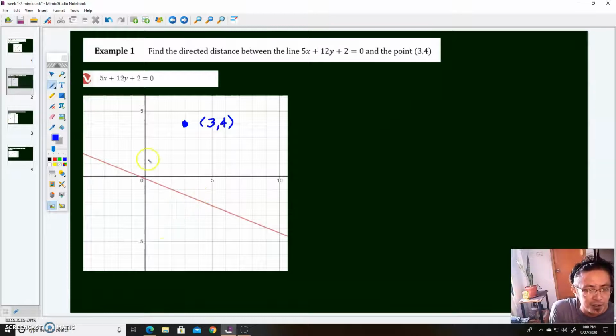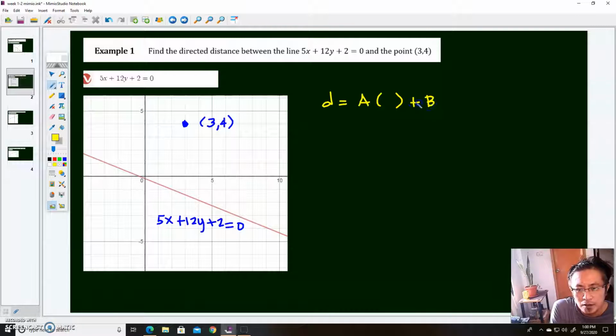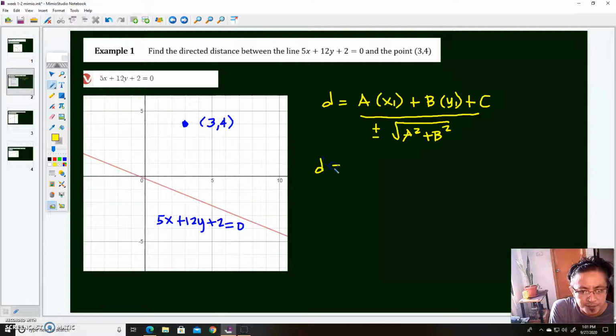And obviously this line is 5x plus 12y plus 2 equals 0. It's already written in the correct form, the general form. So all we need to do is to use the formula d equals a x sub 1 plus b y sub 1 plus c all over, that's x sub 1 there and y sub 1, plus or minus square root of a squared plus b squared. So we have everything we need in this problem.